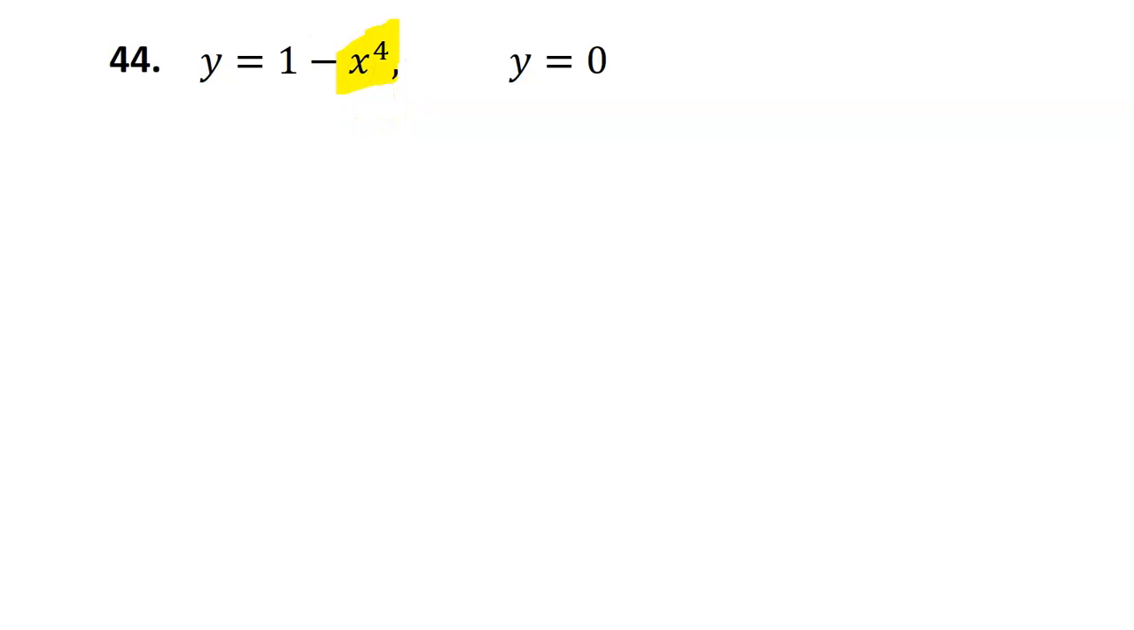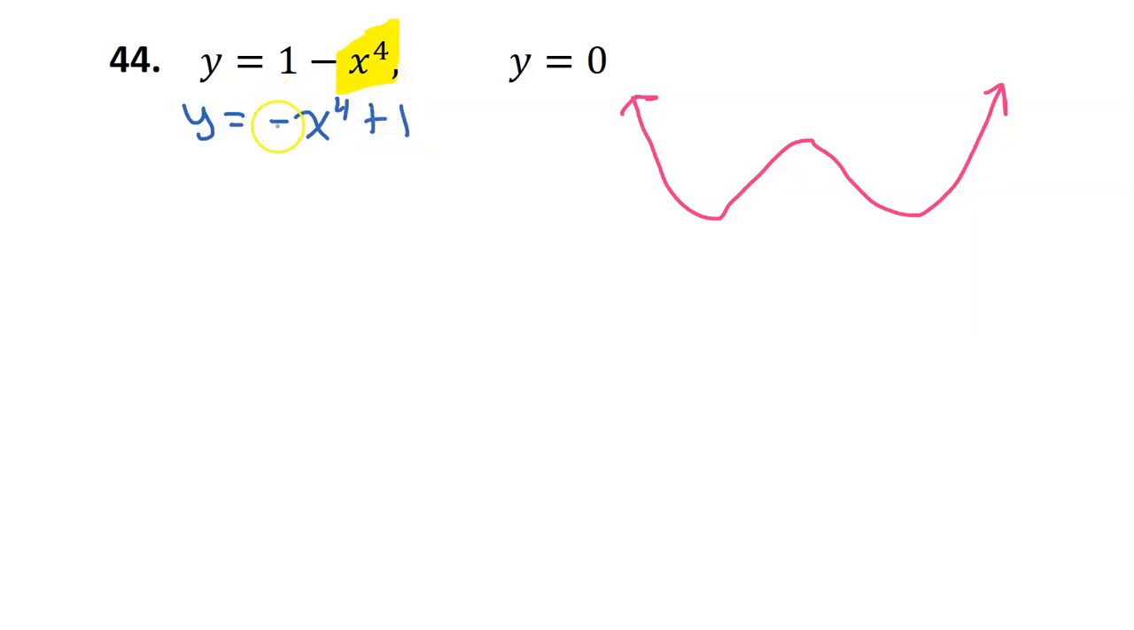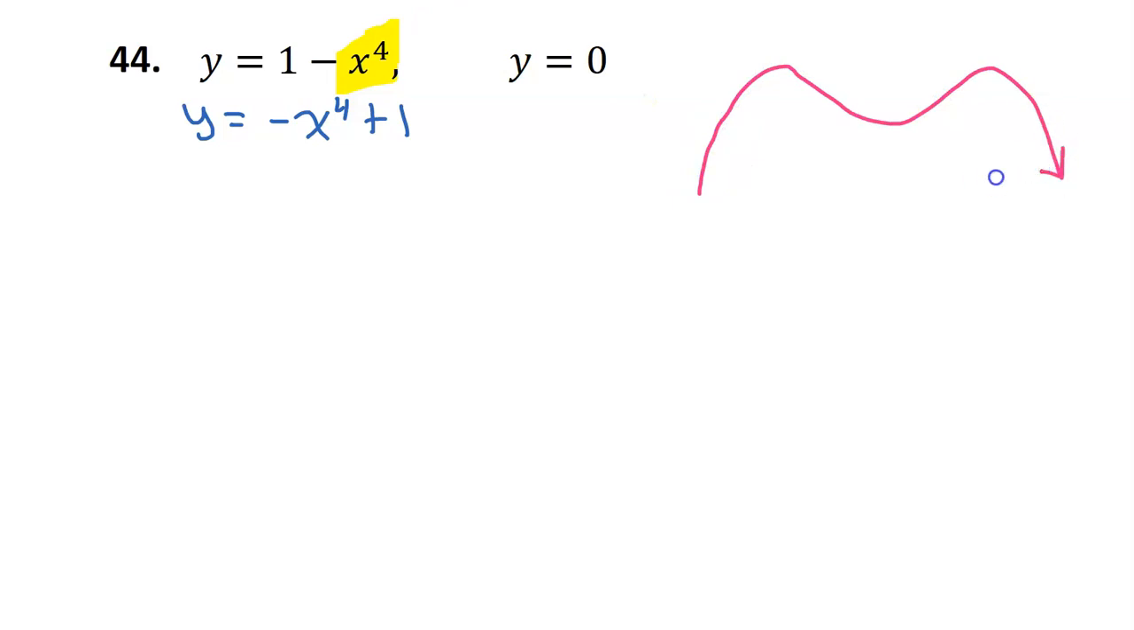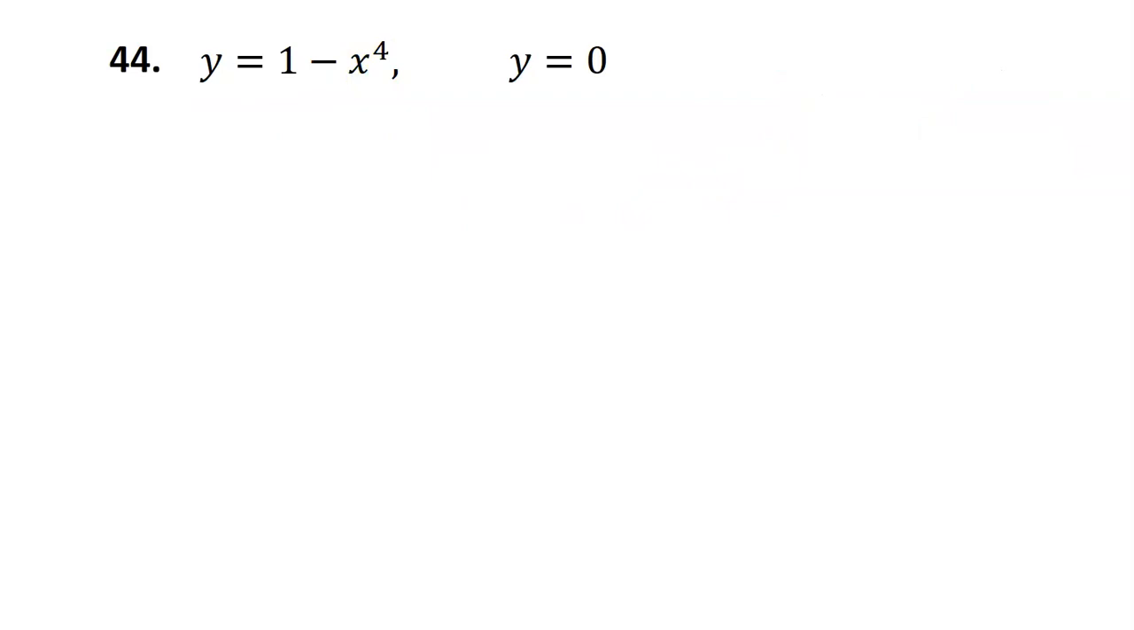We know that in general, a quartic function has end behavior that looks like this if you have a positive leading coefficient. But notice that this is really y equals negative x to the fourth power plus 1. So really we have a negative leading coefficient. So we are expecting an end behavior that looks more like this. So if we want to get a sketch going, we really need to know what the x-intercept and y-intercept will be. So let's start with x-intercepts.